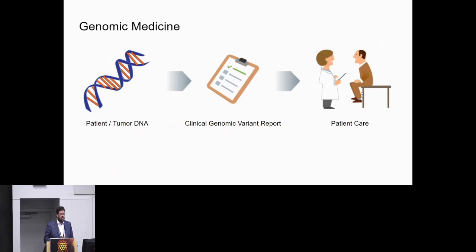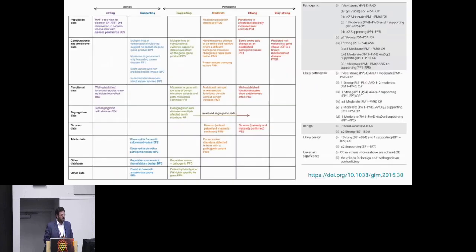For those of you that are new to the area of genomic medicine, just in general, the principle is we get patient or tumor DNA. We want to figure out what changes in that DNA are driving potential clinical action, and then report that back to help influence patient care. There are a number of standards and methodologies used to help in the process of interpreting patient genomes.